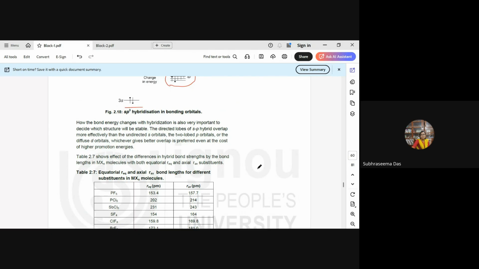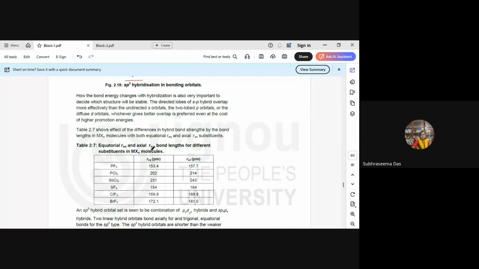How the bond energy changes with hybridization is also a very important factor, and it will decide which of the structures resulting from this hybridization is more stable. The directed lobes of the sp hybrid overlap more effectively than the undirected orbitals. Whether the two-lobed p orbitals or the diffuse d orbitals, whichever gives the better overlap is preferred. Once the overlap is better, whatever the nature of the orbitals involved, that structure is preferred.